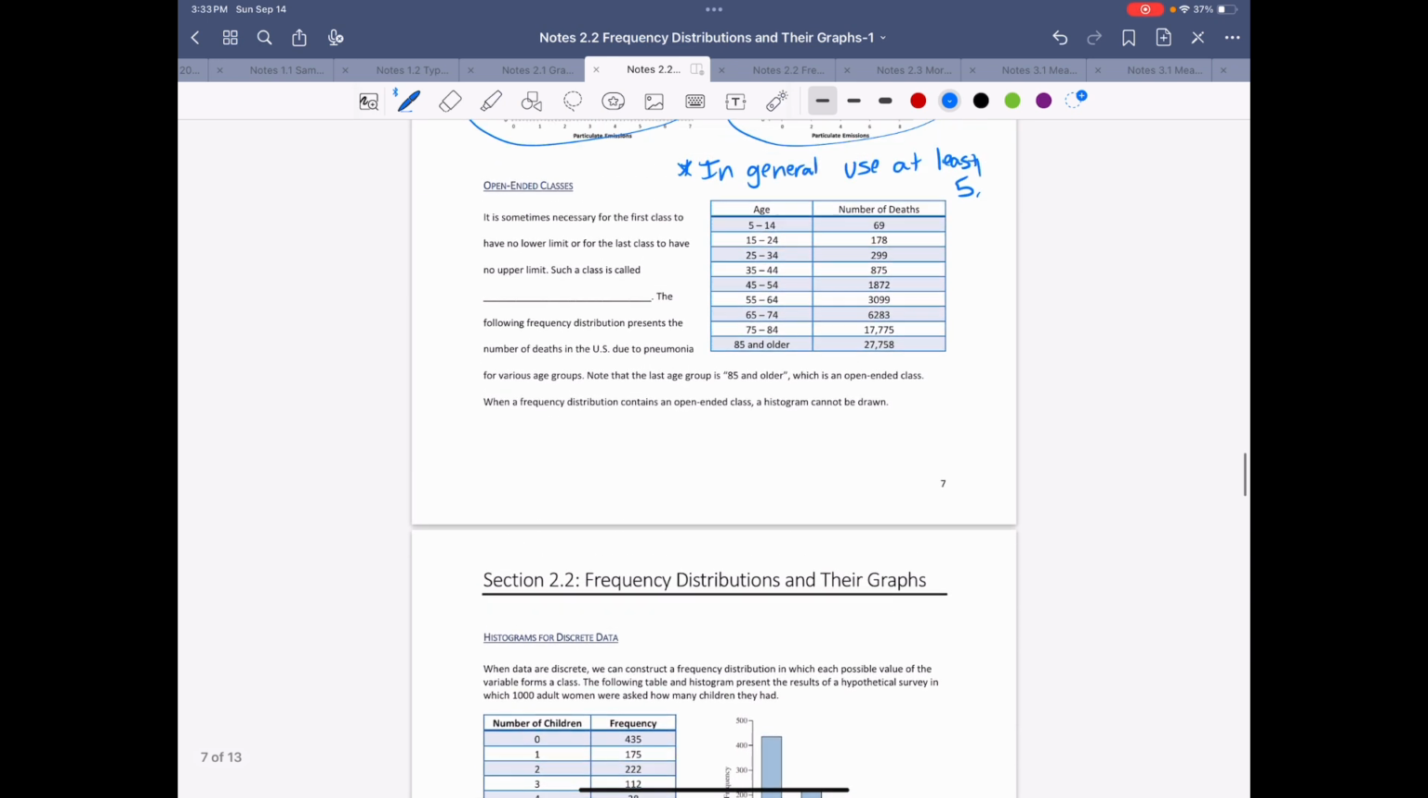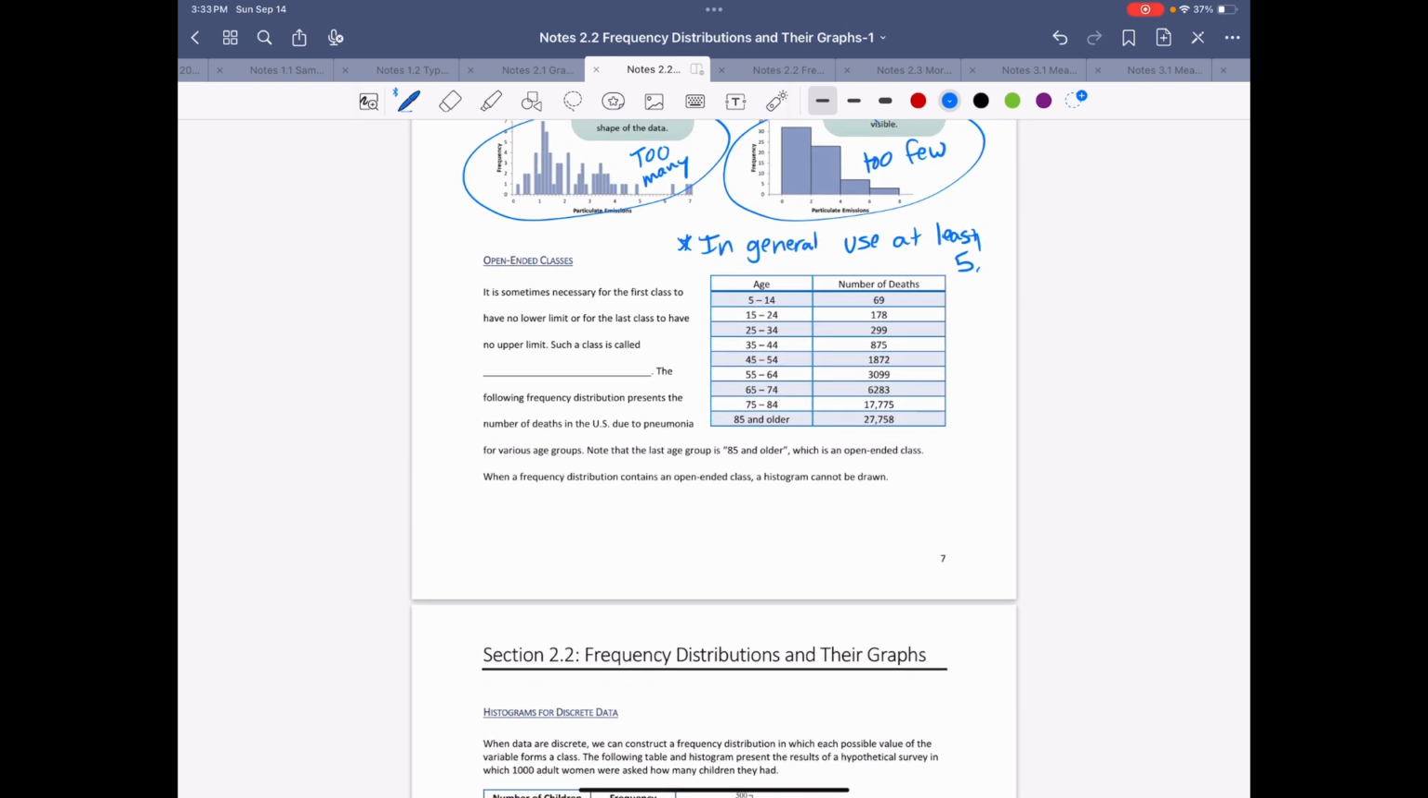An open-ended class is one where sometimes it's necessary for the first class to have no lower limit or the last class to have no upper limit. Such a class is called open-ended. And it's perfectly fine to do this. If you look at this frequency diagram, they're talking about pneumonia deaths. And this is open-ended because that last class is 85 and older. So it's open-ended. Perfectly fine. But if it's open-ended, you cannot do a histogram.